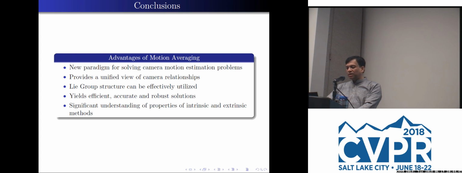So, let me conclude. This is a relatively new paradigm of solving the camera motion estimation problem, where you try and define a unified representation of camera-camera relationships. We also saw that the Lie group structure is very elegant and very powerful in the sense that we can use it very efficiently for our purposes, and we can also embed robustness into the algorithms to get not only efficient solutions but accurate ones. And today we also have a significant understanding of the properties of both intrinsic and extrinsic methods.